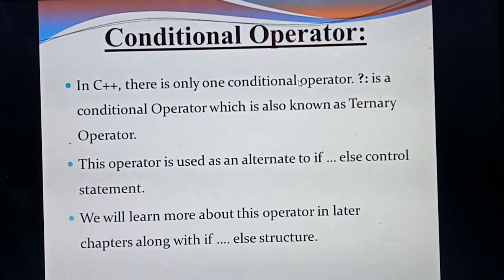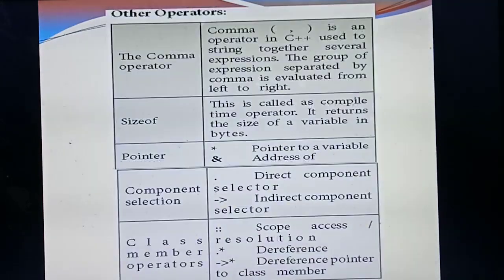Understand, very, very important question. Sometimes they will ask you to explain or define the ternary operator. Don't think the ternary operator is not there. The other name of the conditional operator is the ternary operator. The symbol used for the ternary operator is question mark colon. Understand?